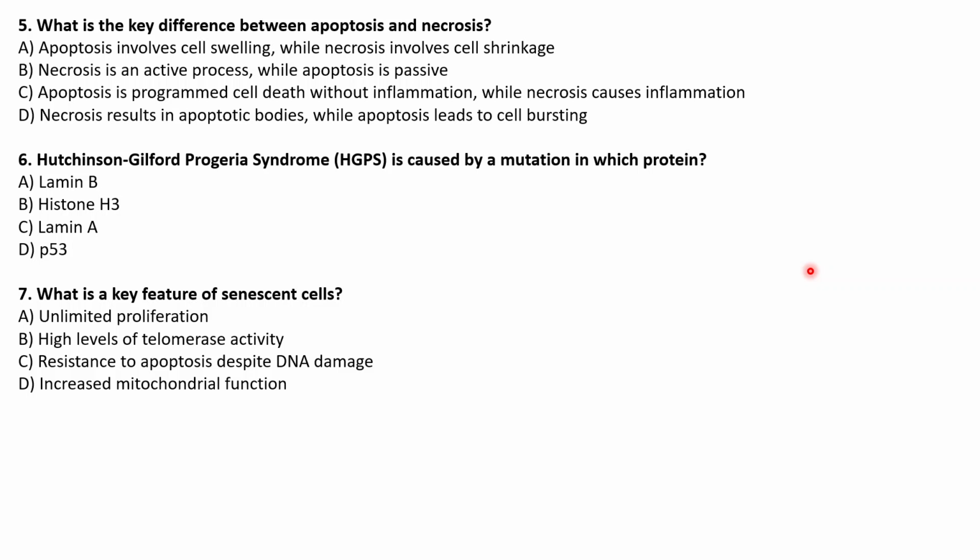Increased mitochondrial function is definitely not the case because typically senescent cells have accumulated damaged and non-functional organelles. So the answer here is C, which is resistance to apoptosis despite DNA damage. So what is that, right? I think it was mentioned in the apoptosis lectures that there are cells which will accumulate DNA damage, like these senescent cells, but they are not necessarily immediately becoming apoptotic, right? So you would think that if a cell accumulates some DNA damage, immediately it would undergo apoptosis so that it's not harmful to the rest of the body. But that is not the case when it comes to senescence.